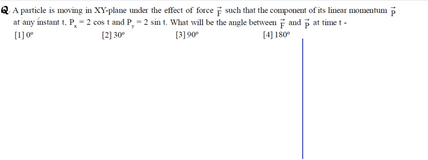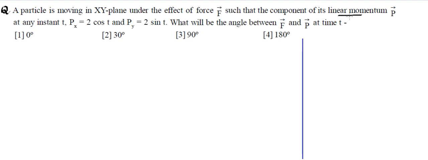Here is another question. It says a particle is moving in the xy plane under the influence of force F, such that the components of linear momentum are given like this: px, py. P is called linear momentum. Linear momentum is a vector quantity, and we need to find the angle between these two vectors. So here the angle between two vectors is required.